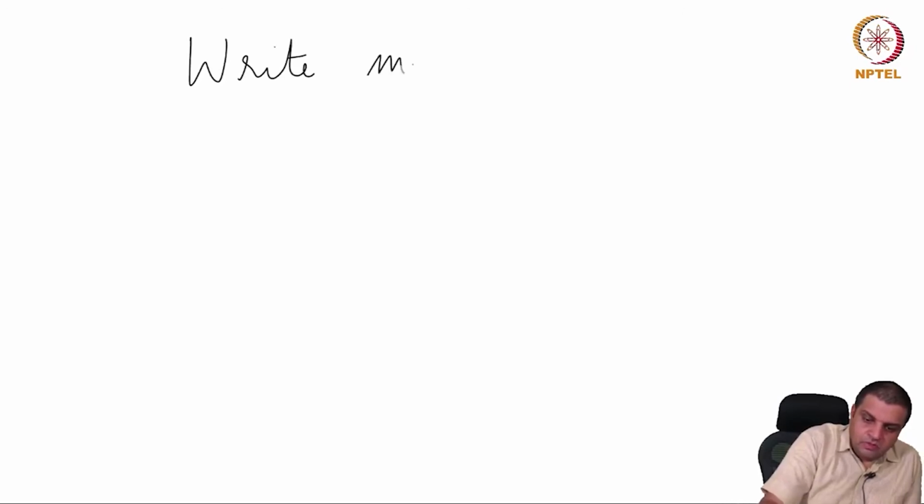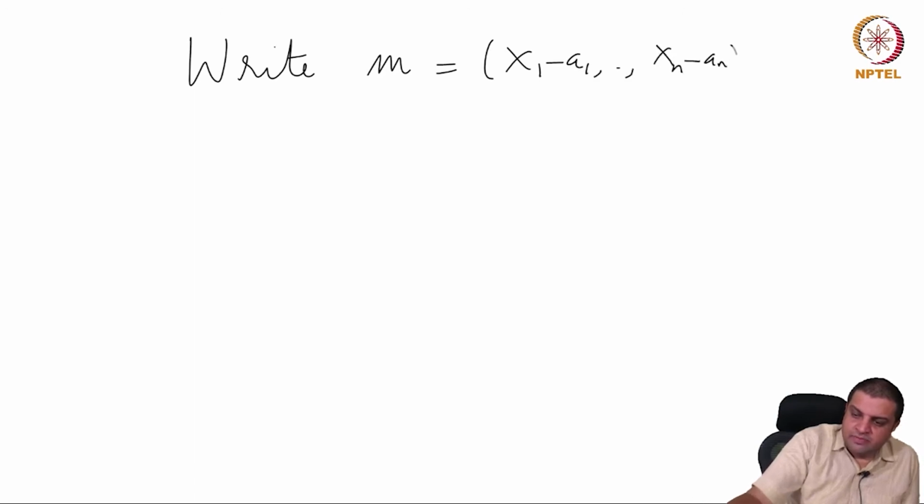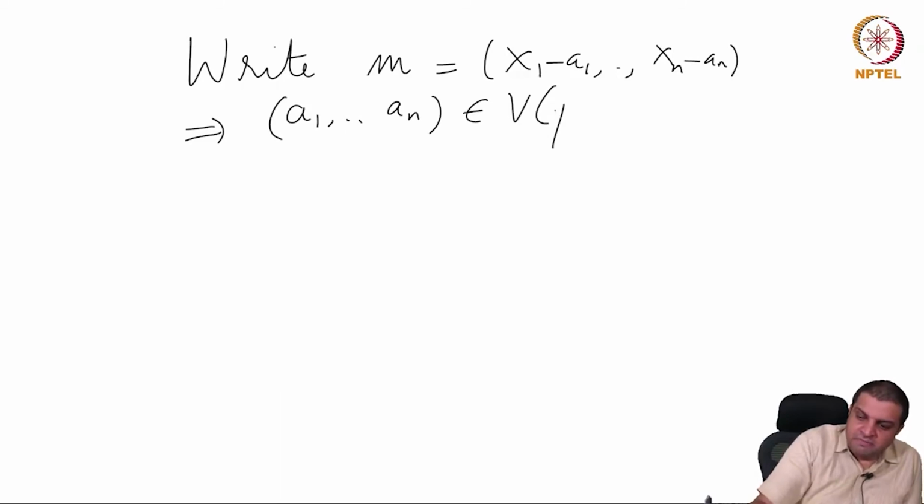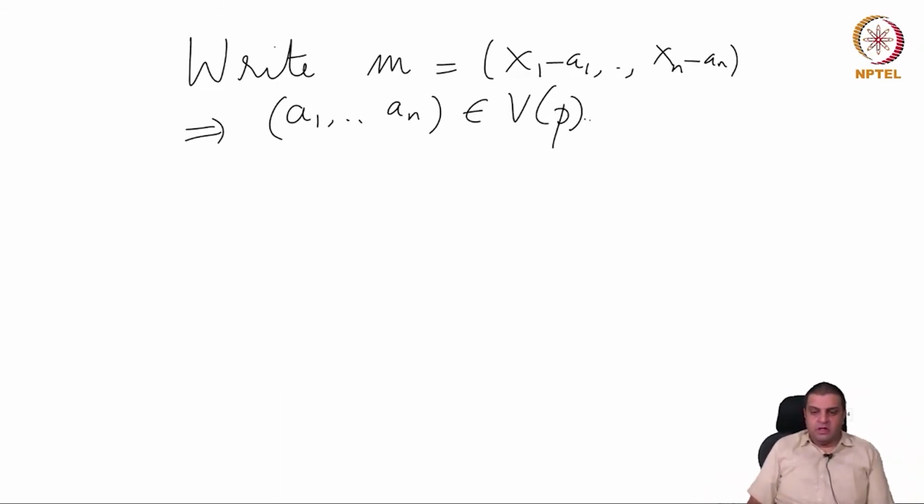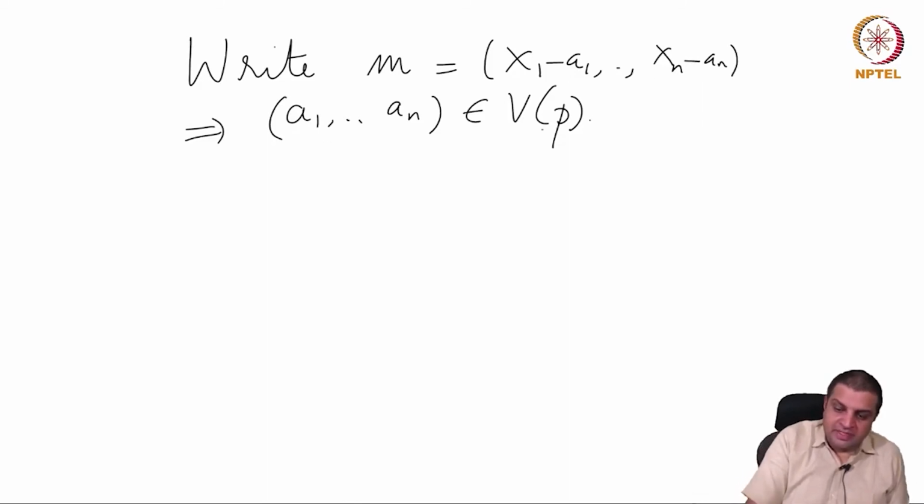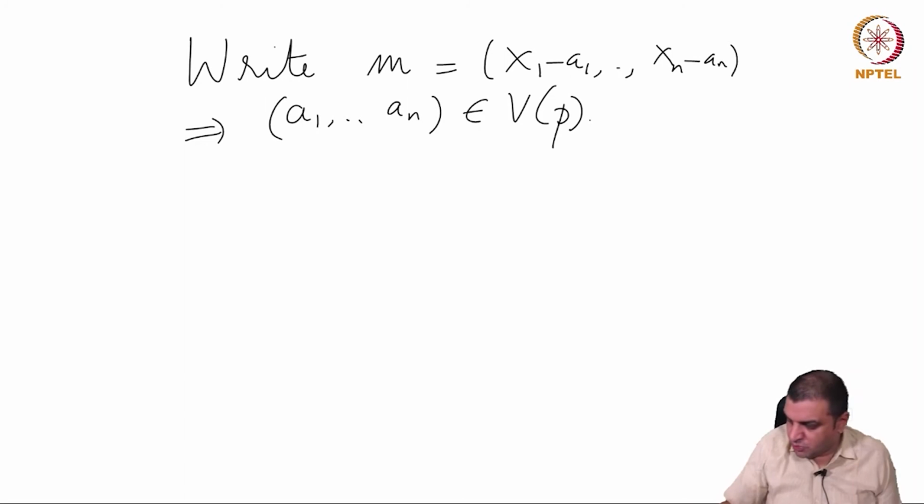This implies that, so write M as (x1 minus a1, through xn minus an). This implies that the point (a1, through an) is inside V of P, because if P is inside M, and you reduce all the elements of M and evaluate an element of P, it would go to 0, because every element of M itself will go to 0 when you evaluate at this point. So this is what it means.